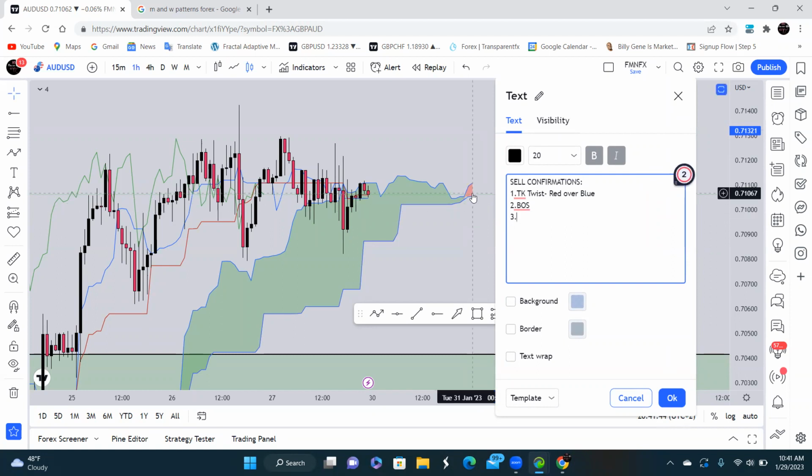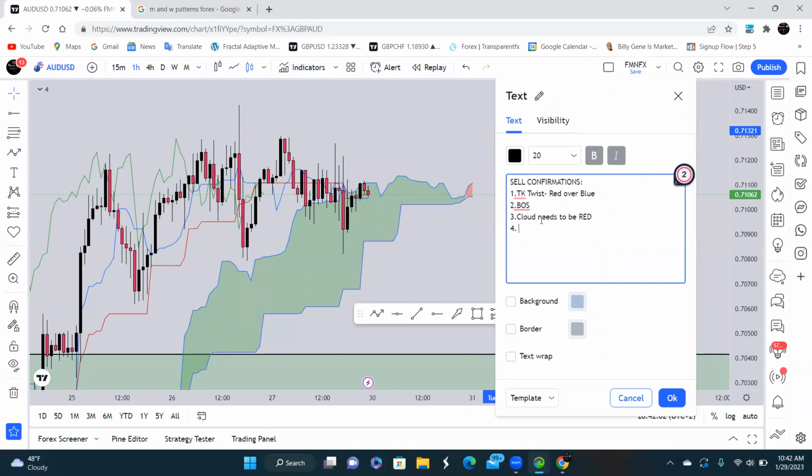Step 3, most important part, the cloud. Well, all these are important. The cloud needs to be what? Boom. Red.